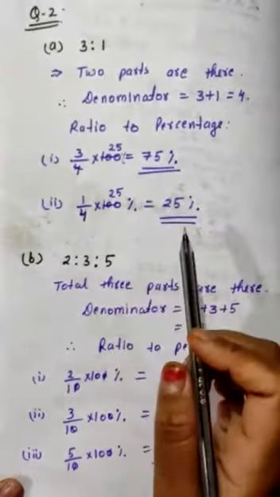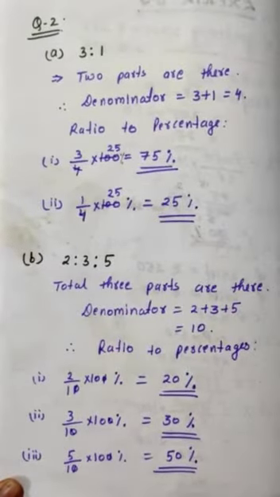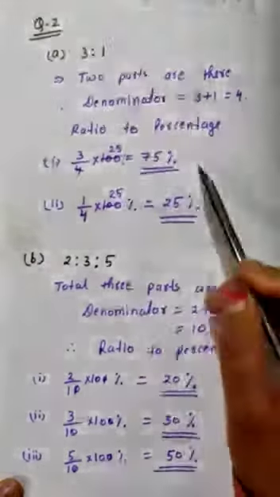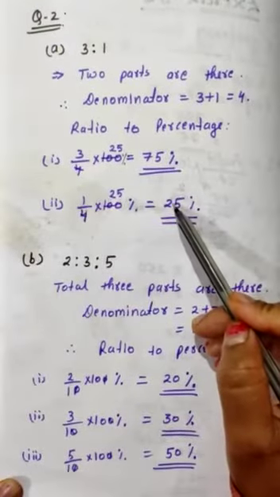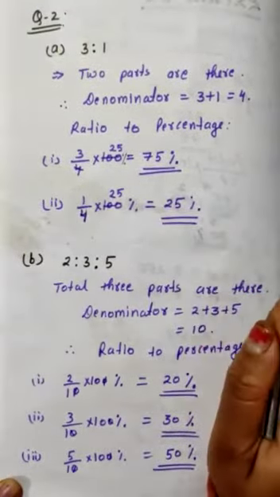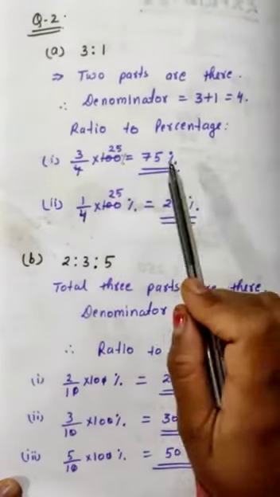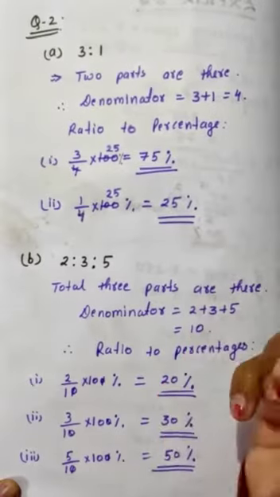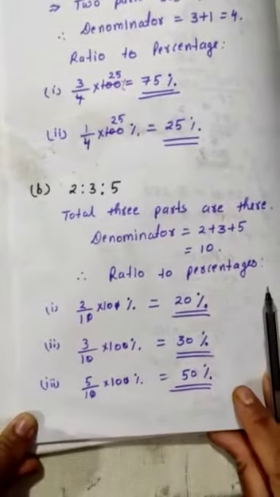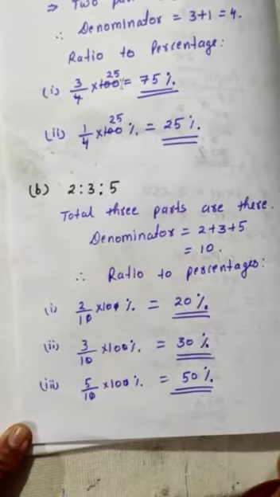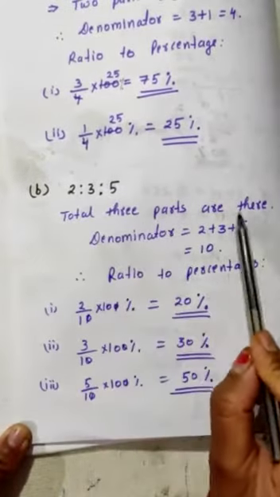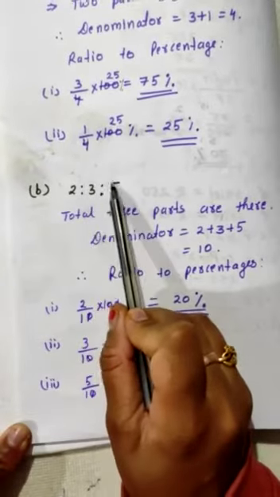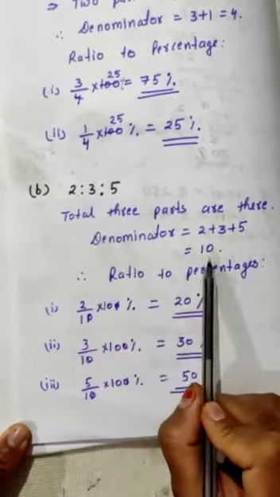How to cross check whether your answer is correct or not? You know total percent is always 100. Since there are only two parts, the addition of these two parts should come to 100, compulsorily. If it is not coming, that means something is wrong. So 75 plus 25 gives you 100%. Your sum is correct. Now in the second question, there are three parts. So the denominator will be the addition of all three, which is 5 plus 3 plus 2, which is 10.